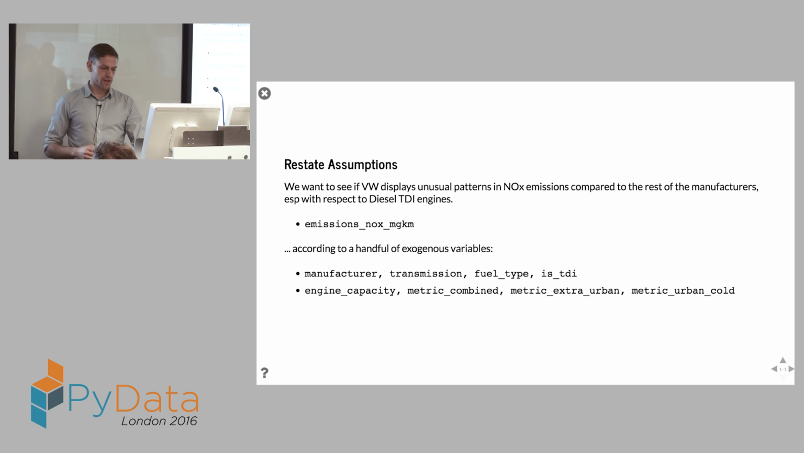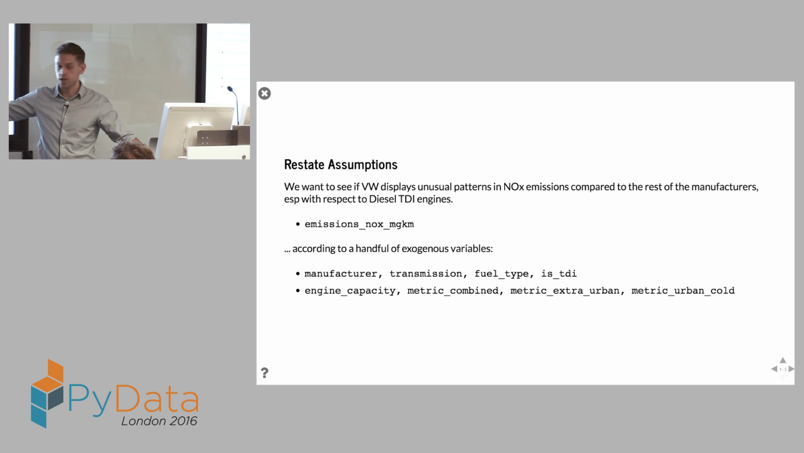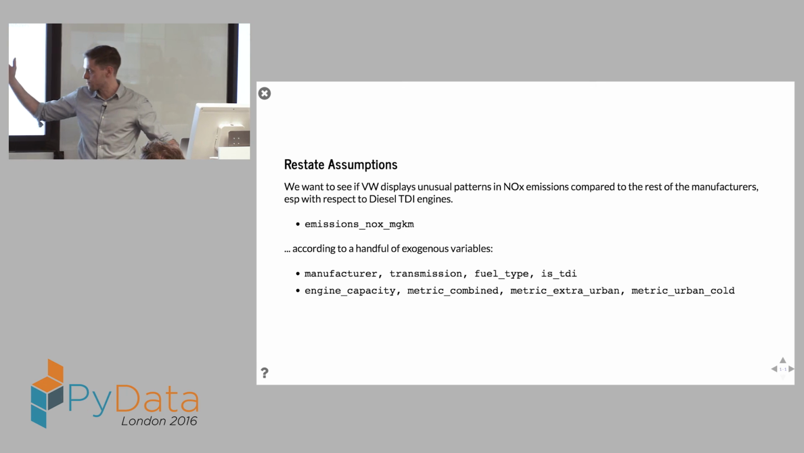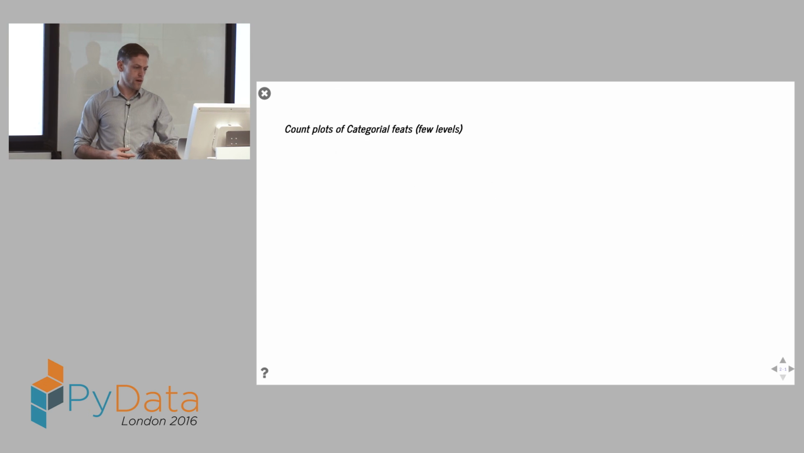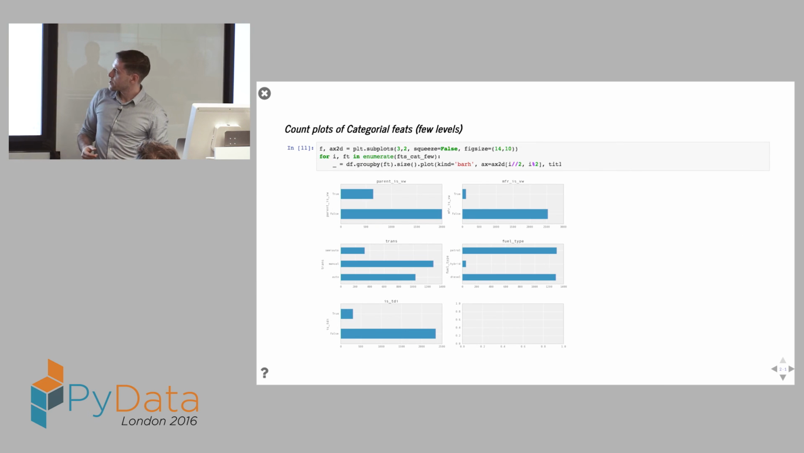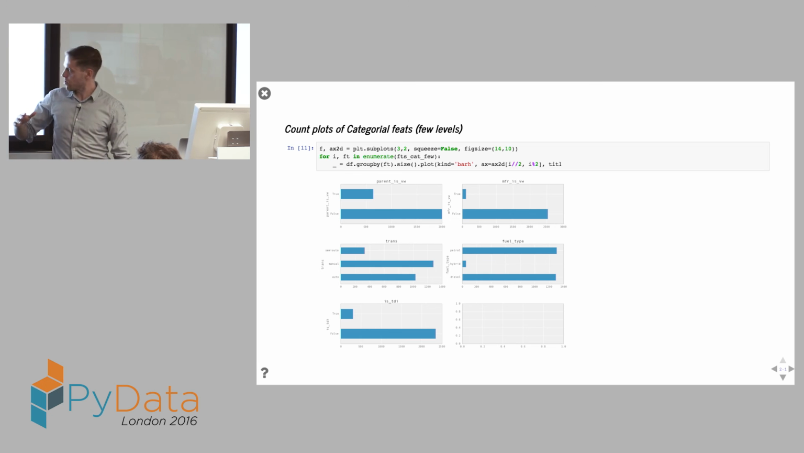Just a handful of distributions on there. This is talking about what I was meaning. We have the emissions and we have a bunch of things that I'm going to use to try to predict this: transmission, fuel type, engine size, other measurements of how efficient it is. The data set is reasonably balanced, but not massively so.